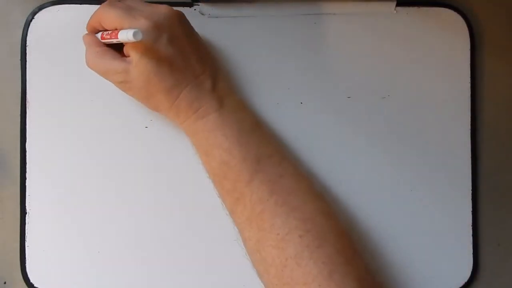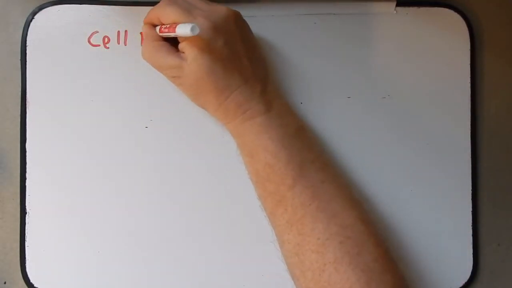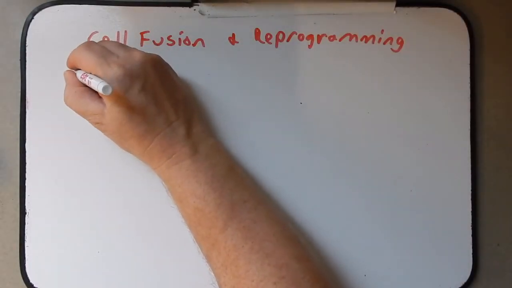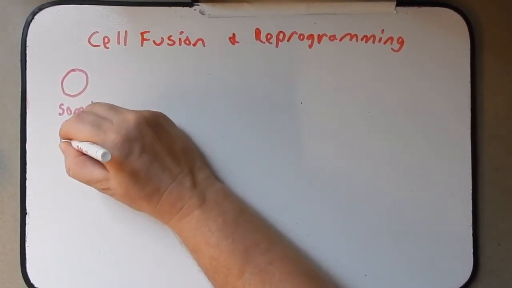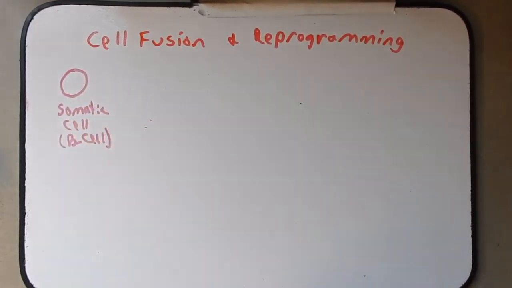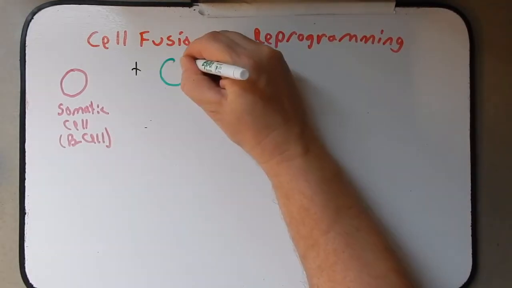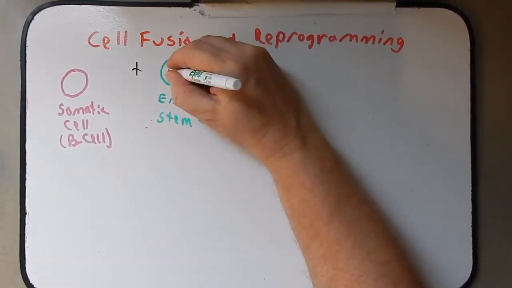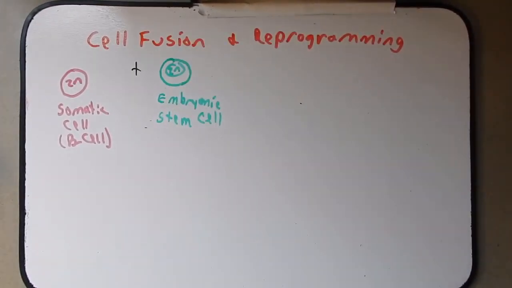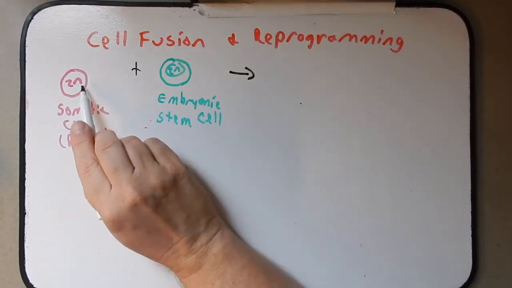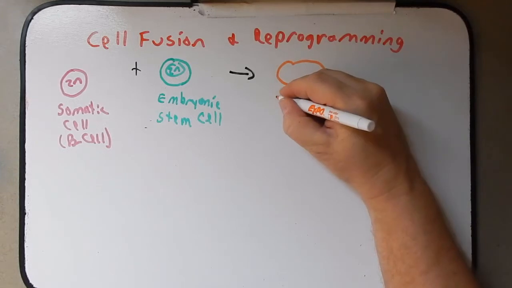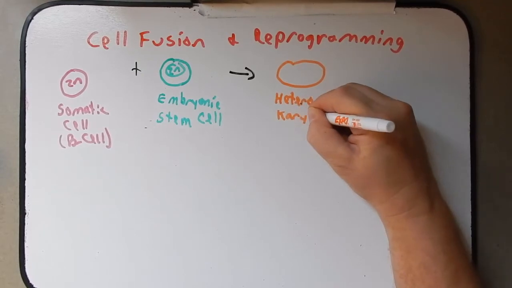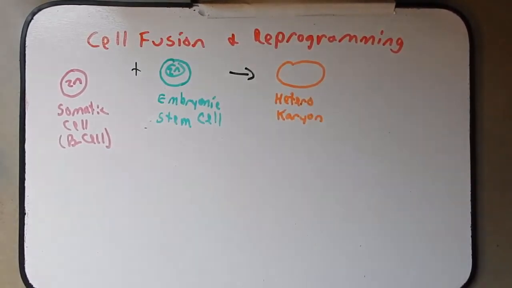Okay, now let's move on to talking about cell fusion and reprogramming. So in these experiments, they were just curious if they could take a somatic cell, and they usually use a B cell. Not sure why, but they do. They take the somatic cell and they combine it with an embryonic stem cell. So they both would be 2N. And when you combine these two together, what happens is that these two cell membranes will fuse, and you end up with something we call a heterokaryon. Hetero for different, karyon for nucleus.